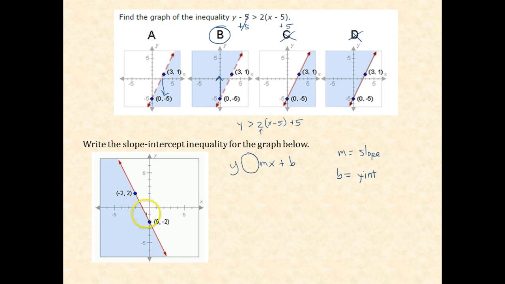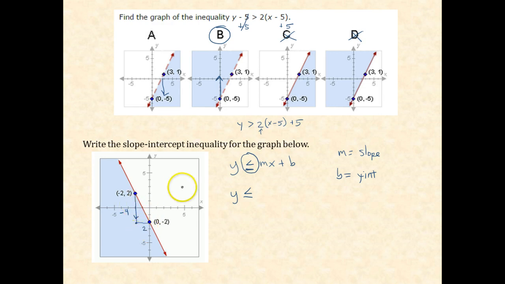So this is a solid line, so that means we're going to have the equal to sign underneath our greater than or less than, and we're shaded below, so that's going to be less than or equal to. So we got y less than or equal to. Now we need to find the slope. So the slope here, we go down 1, 2, 3, 4. So we're going down 4, and then we go to the right 1, 2.